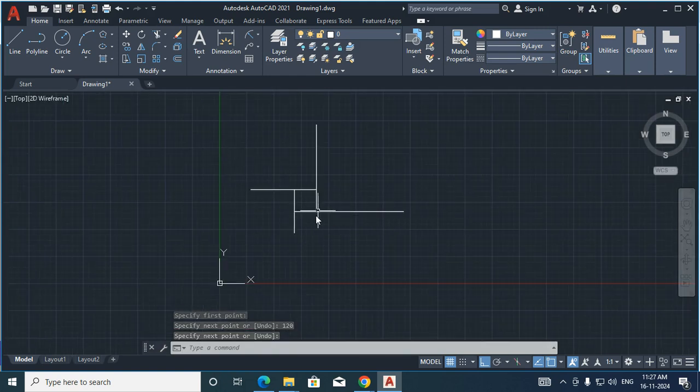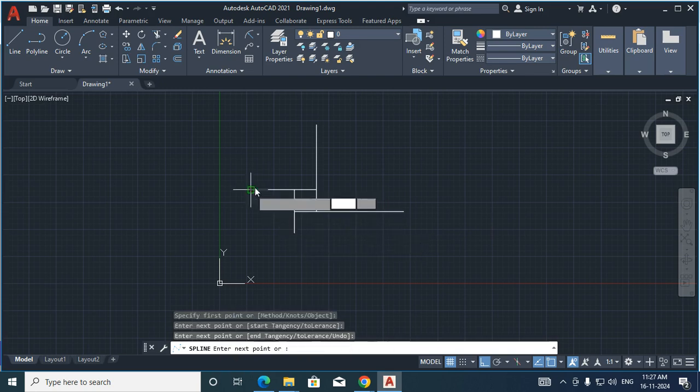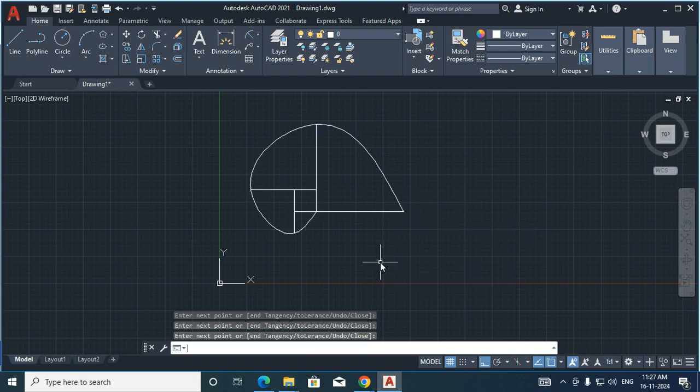So we have to connect all these points using the spline command. Spline is SPL. First point starting from here, we have to connect all the points and then give enter. So this is the involute of a square.